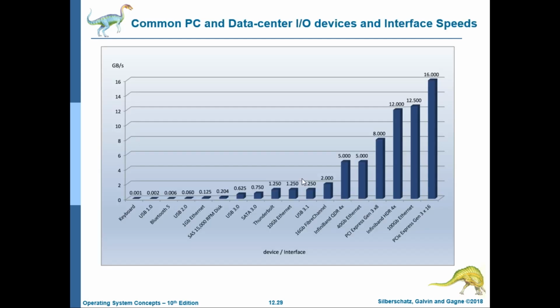Okay, next we have the common PC and data center I/O devices and interface speeds. As you can see, the slowest, of course, is the keyboard, and the fastest is the PCI Express third generation. You see the speed in gigabytes per second.